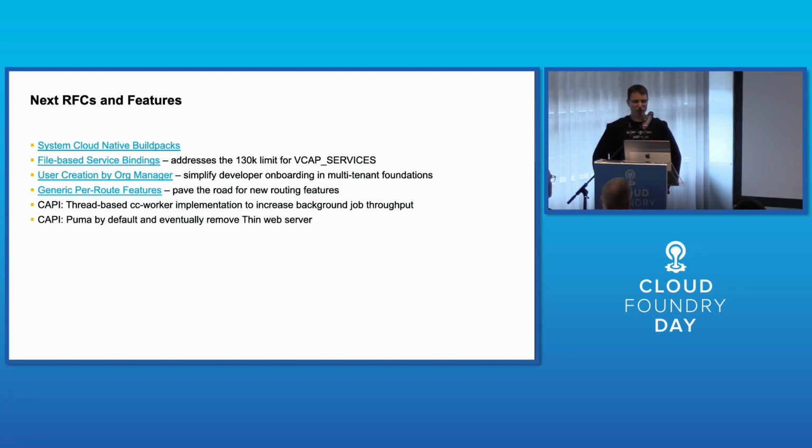And for CAPI, we intend to provide a new implementation of the CC workers, which is based on threads, not just on processes, to increase the background job throughput by factors. Or, on the other side, you could also scale down the CC worker VMs, whatever you prefer. And we intend to enable Puma, the web server, by default, and eventually remove the Thin web server, let's say, over the next year, something like that.